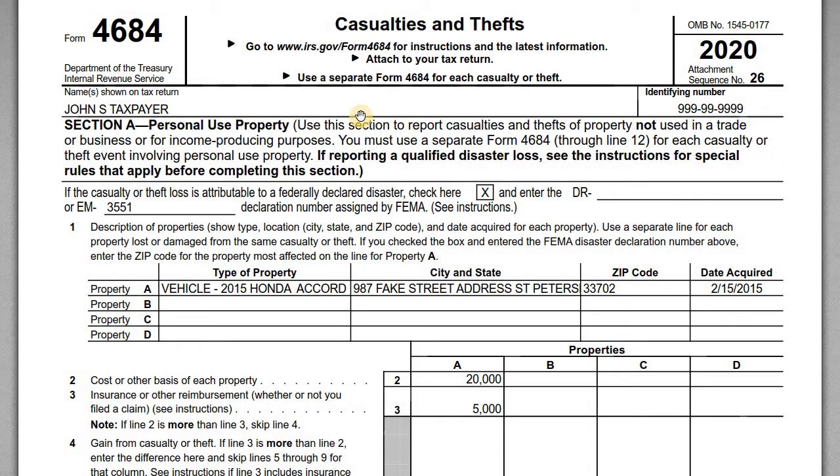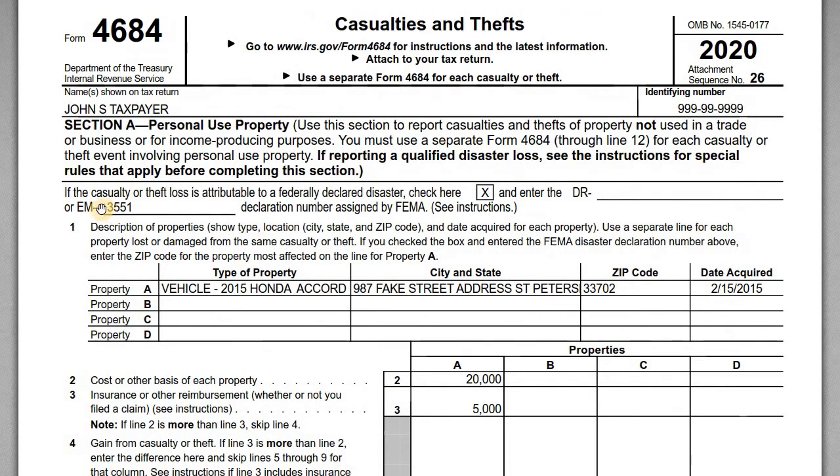So in this example here, we have John, taxpayer. He's an individual, lives in Florida. And so John had his vehicle destroyed during one of the hurricanes. And so insurance didn't cover everything, so he wants to write off part of the loss on his taxes. So in order to do that, he needs to fill out this form and attach it to his 1040.